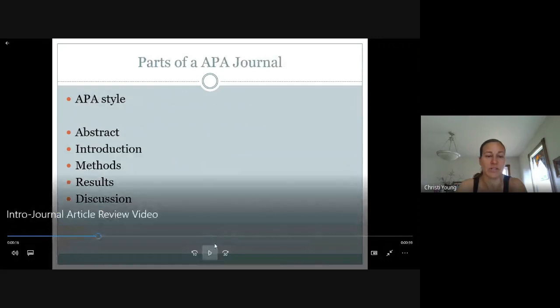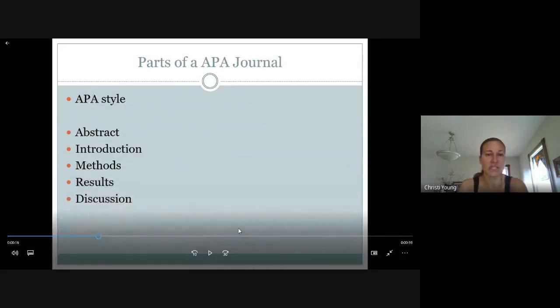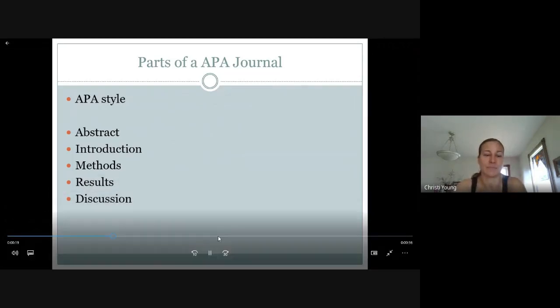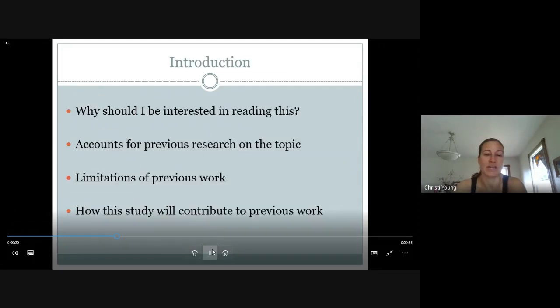The other thing that I want you to be aware of, and it will be asked on the quiz, is what is APA style? APA style is the American Psychological Association specific style, and all of the academic journals are written in this format. You'll also notice this format in our textbook. So the abstract, the introduction, the methods, the results, and the discussion are all components that you will see. Okay, so let's break them down.